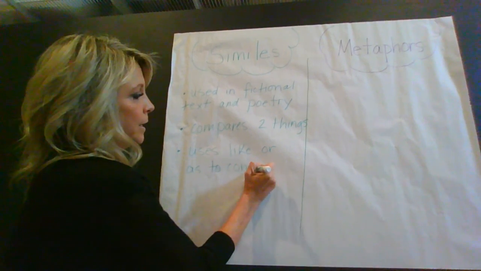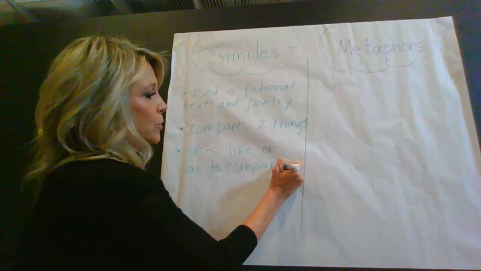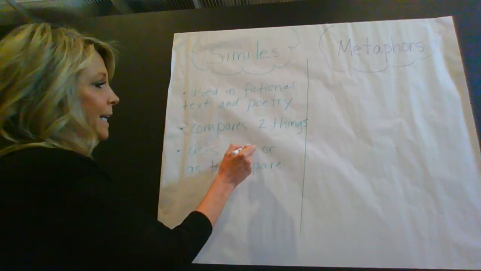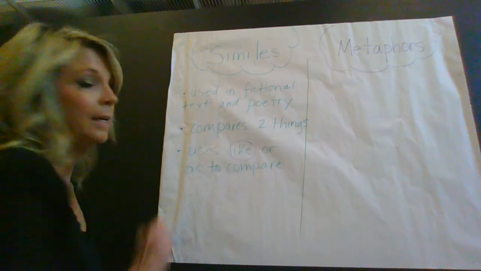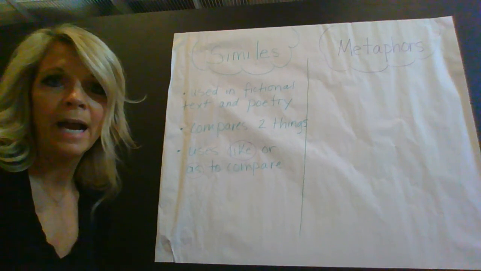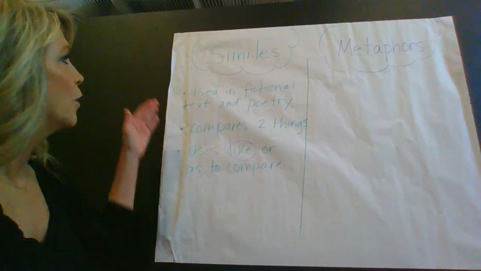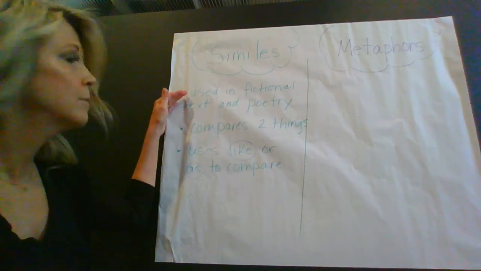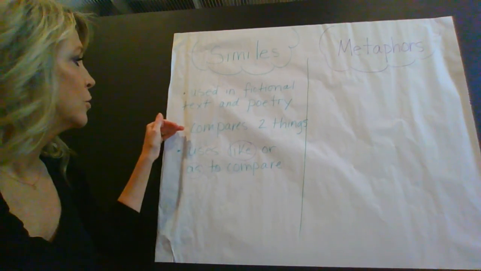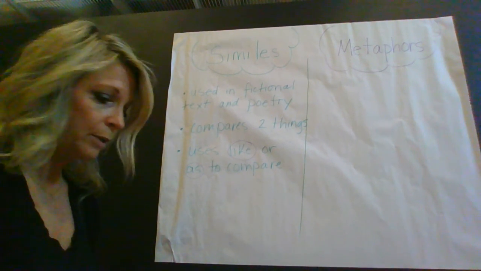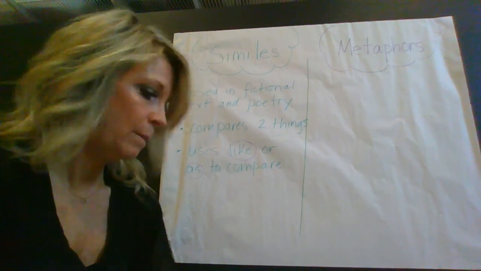Okay, this is very important that you can remember that it uses the word like or as to compare, because it cannot be a simile if you don't have the words like or as to compare. So that is really important. So far we have that simile is used in fictional text, that it compares two things, and that it uses like or as to compare. All right, now that's a little different than a metaphor. Let's take a look at the metaphor.